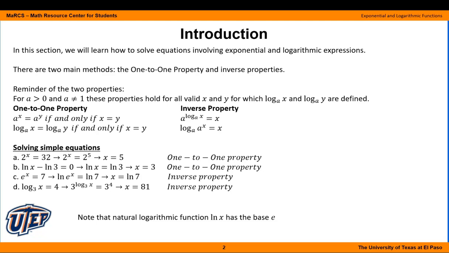The inverse property reminds us that exponential and logarithmic functions undo each other. Notice the examples at the bottom of this slide. In part A, because both sides have the same base, we can set the exponents equal. In part B, because the logarithms have the same base, we can set the arguments equal. In part C, the natural logarithm is used to undo the exponential function. And in part D, we rewrite the logarithmic equation in exponential form. Remember that the natural logarithm, written as ln, has a base of e.